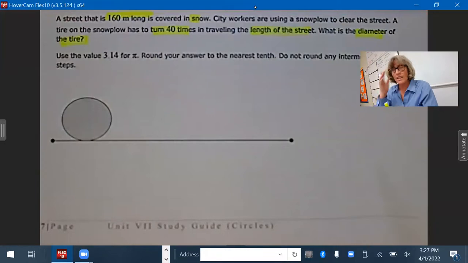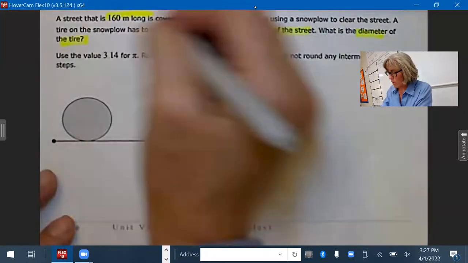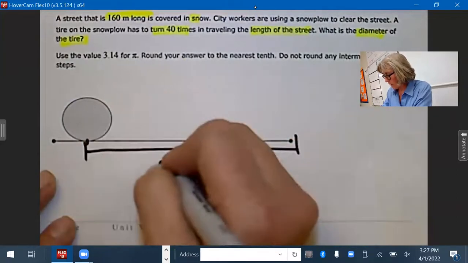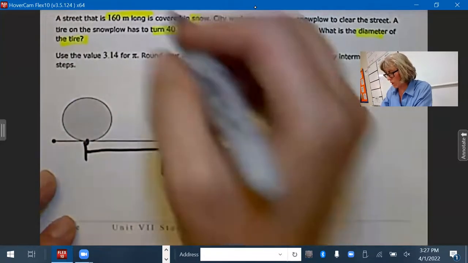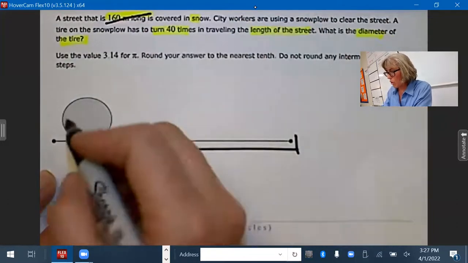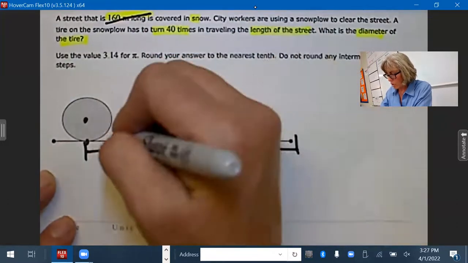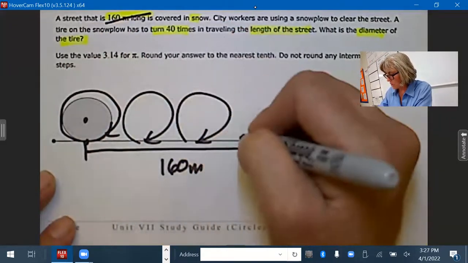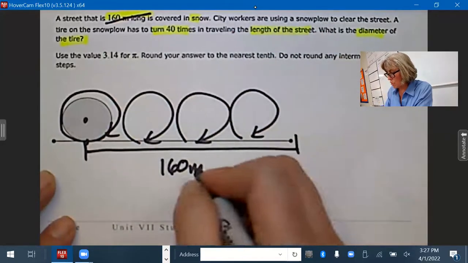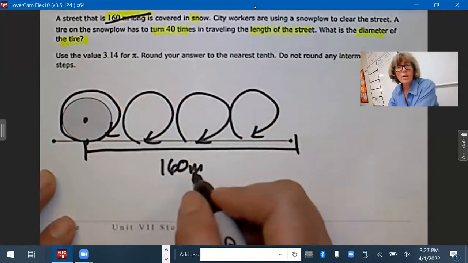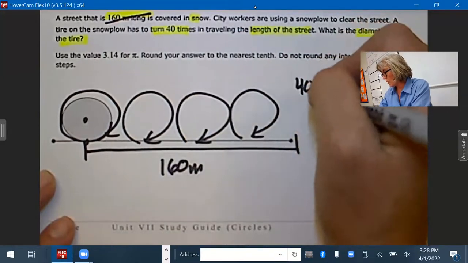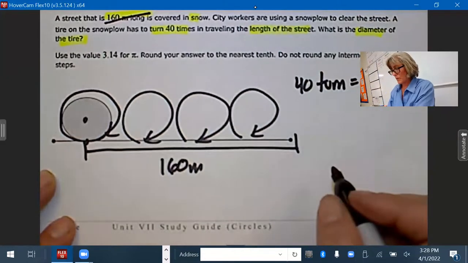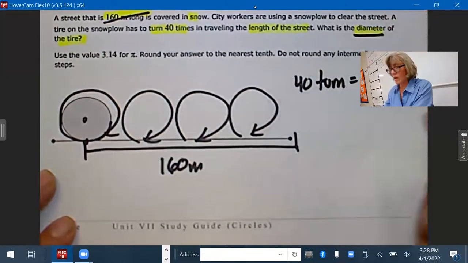First off, just organize all your pieces. We are told we are going to travel 160 meters long. We are told the tire here turns 40 times to go 160 meters. 40 turns equals 160 meters. We're asking, what is the diameter?